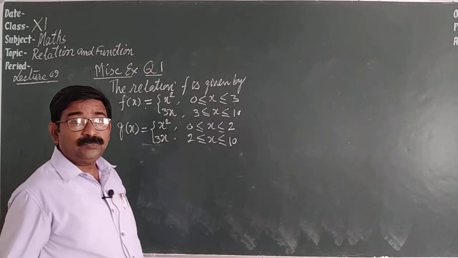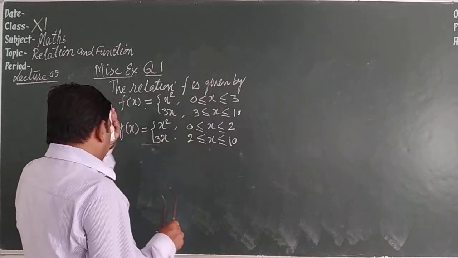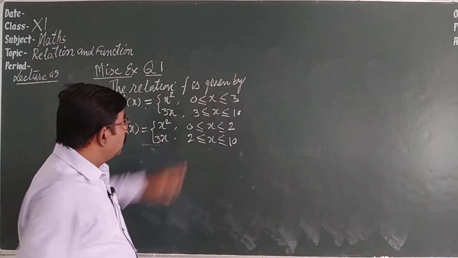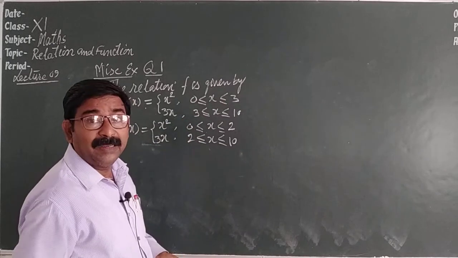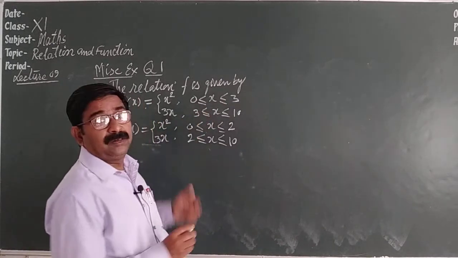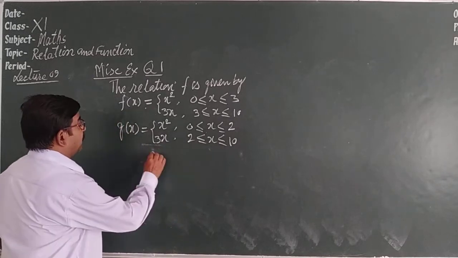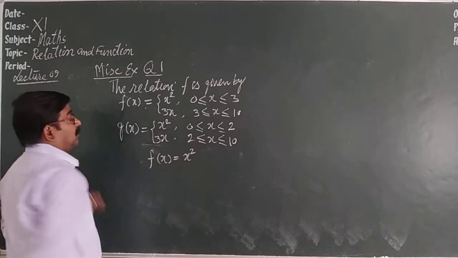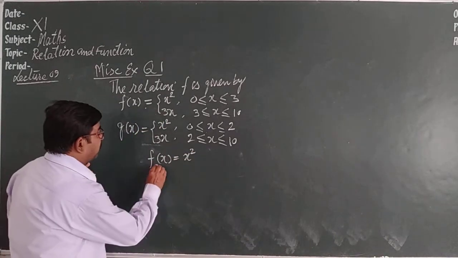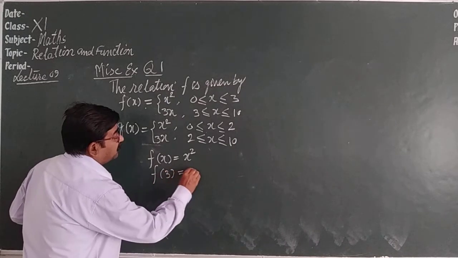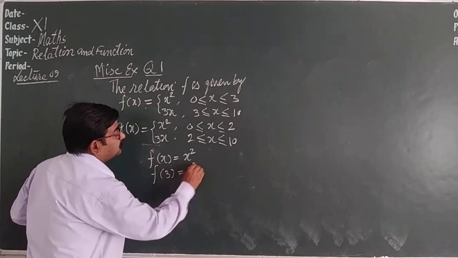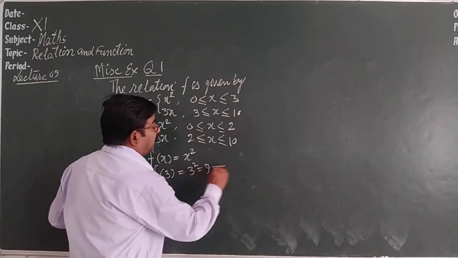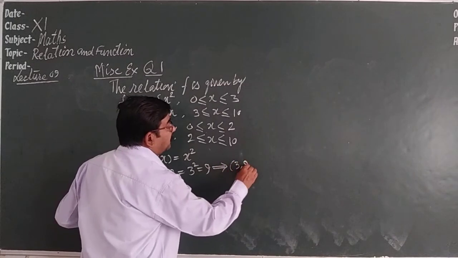Got it? So what we have, see, we use the common element, common limit, what I can say. So if we find fx is equal to x square, the first function, to find f3. f3 is what? 3 square is equal to 9. So what is the ordered pair? Ordered pair is 3 comma 9.